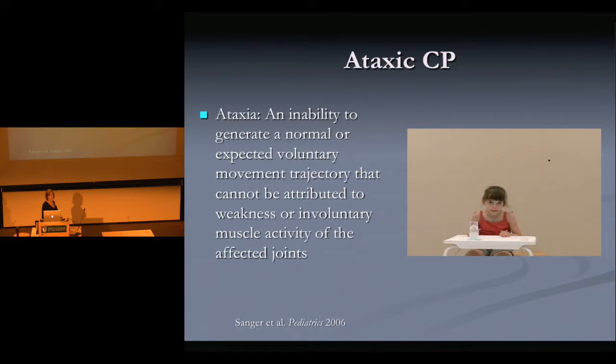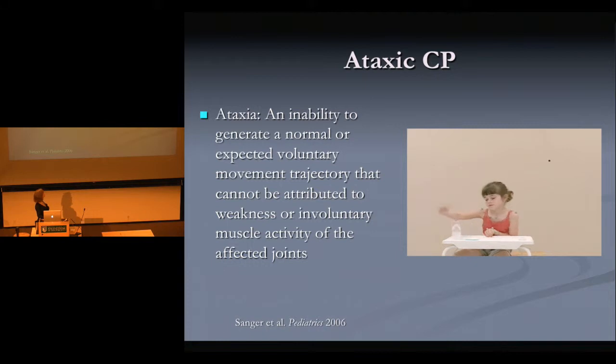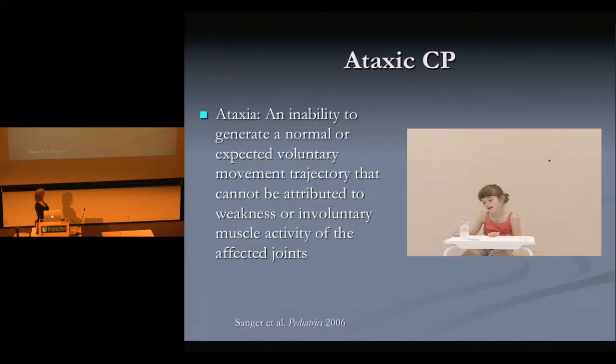Ataxic cerebral palsy is characterized by ataxia, which is an inability to generate a normal expected voluntary movement trajectory that cannot be attributed to weakness or involuntary muscle activity of the affected joints. It's often associated with damage to the cerebellum, so it affects the vestibular system. So you see, I ask her to just simply reach for the cup, and what's happening?